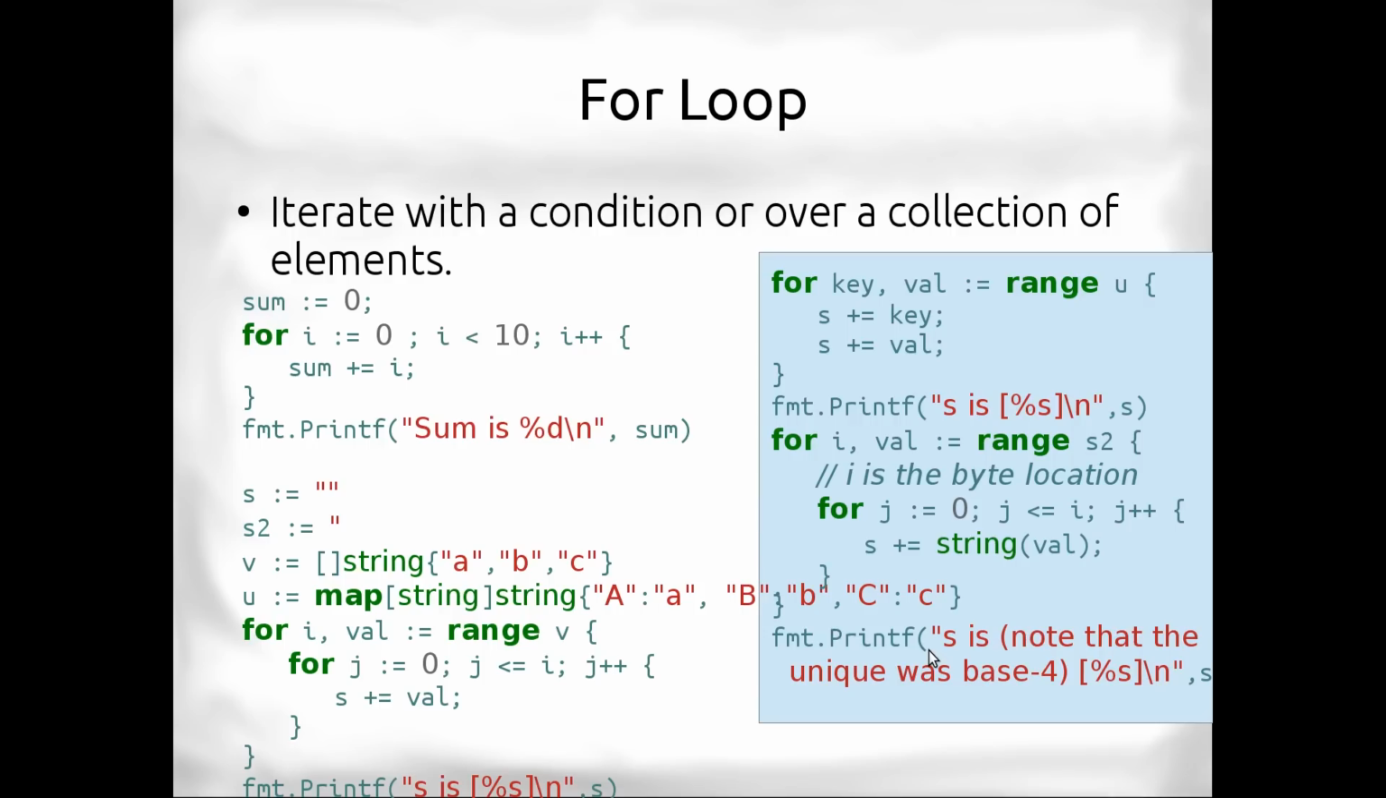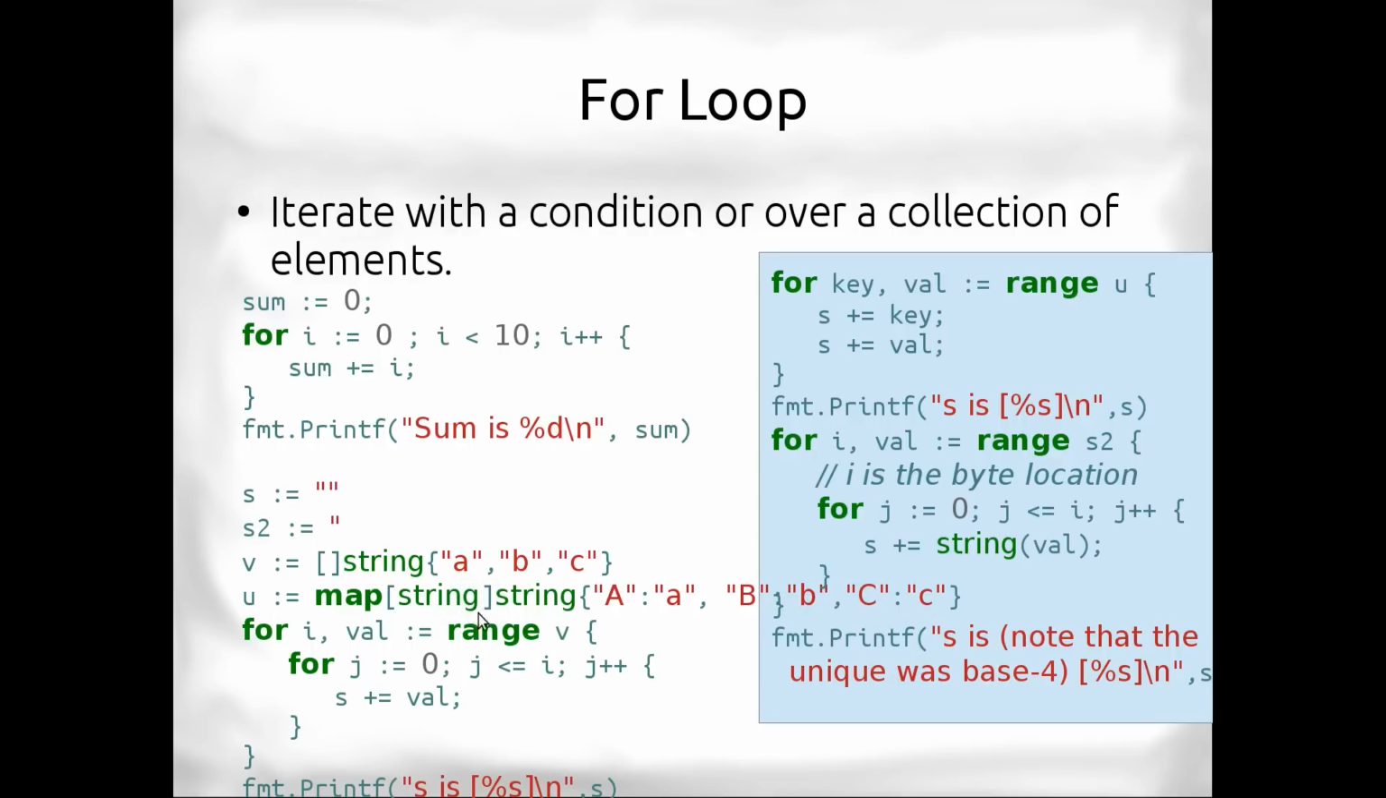For the for loop, we want to iterate with a condition over a collection of elements, usually, or over a space. So here we've got sum equals 0. For i equals 0, i less than 10, i plus plus, we add that to sum. It'll print out 55. This one didn't show up. This is a bunch of Unicode characters. This is a string. So we have a string. We've got a slice of strings. We've got a map of string to string, so A to A, B to B, C to C.